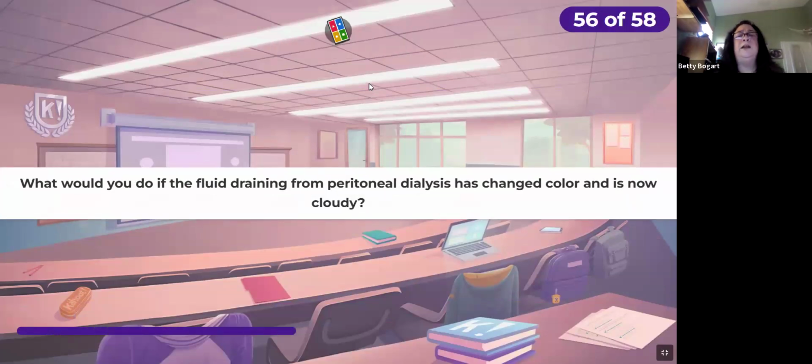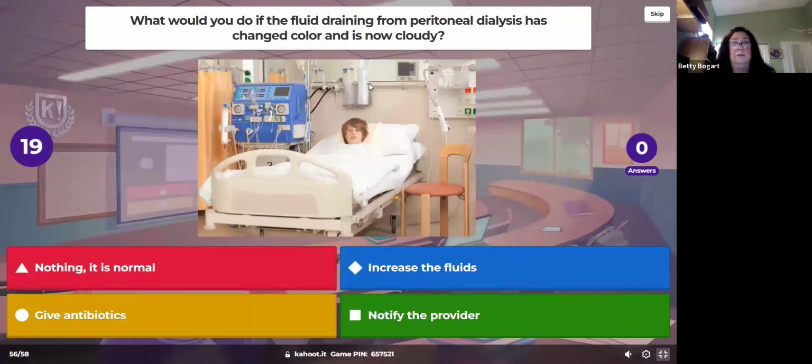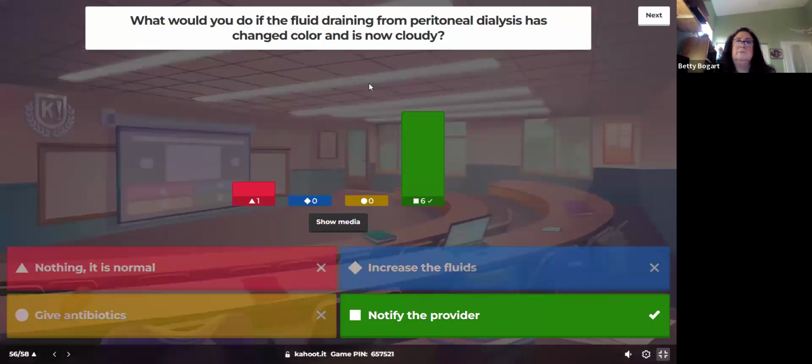What would you do if the fluid draining from peritoneal dialysis has changed color and now it's cloudy? What's the big deal, huh? So if the fluid color is changed, possibility of something is going on, better to be safe than sorry. You can't do anything. Call the doctor, get the order for the antibiotic, and start it as soon as possible.